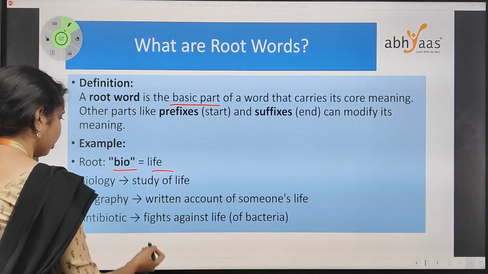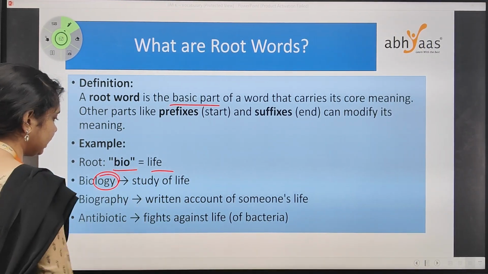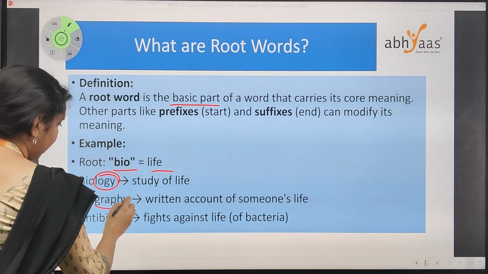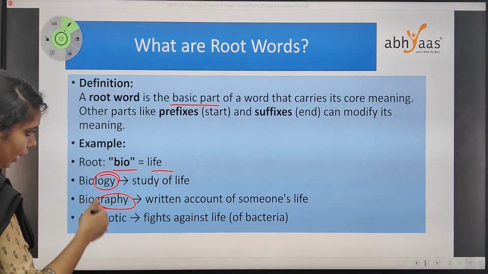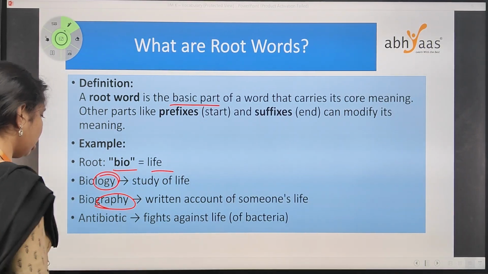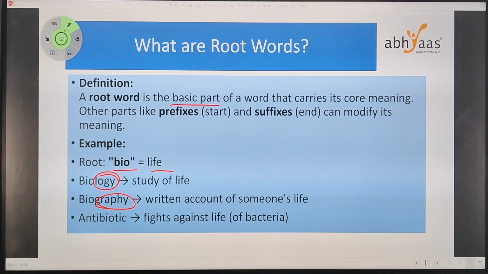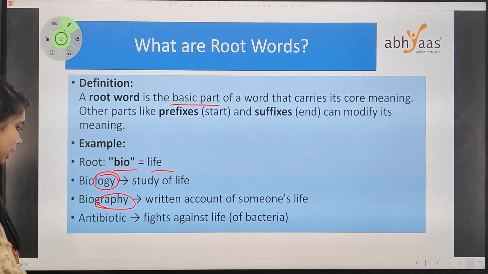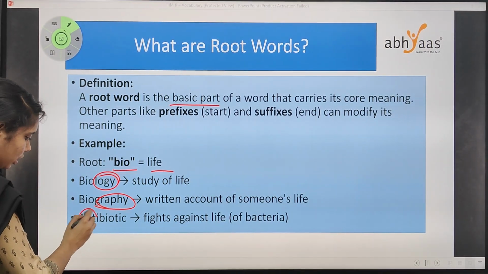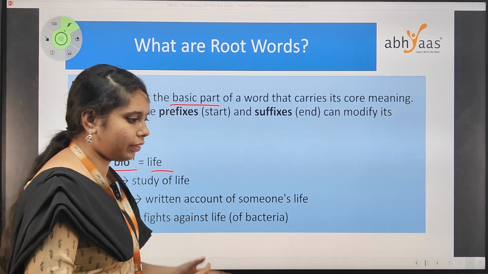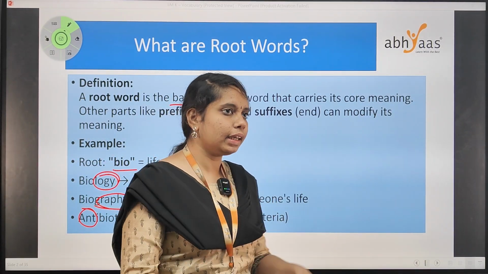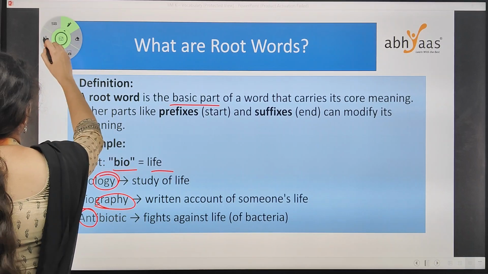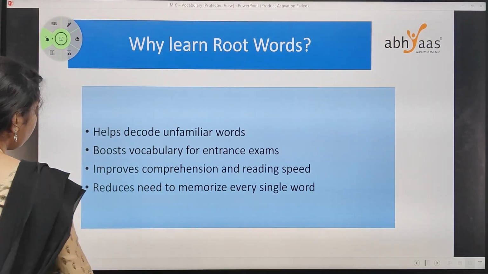Bio means life. So biology, logy is study. So biology becomes study of life. Biography, graphy is generally writing. So when you write an account of someone's life, that becomes your biography. Antibiotic, something that fights against life of bacteria, generally in our usage. Okay, anti is which is opposite, right? So generally when root words are combined, it gives rise to a new word. When different root words are combined, different words are formed.